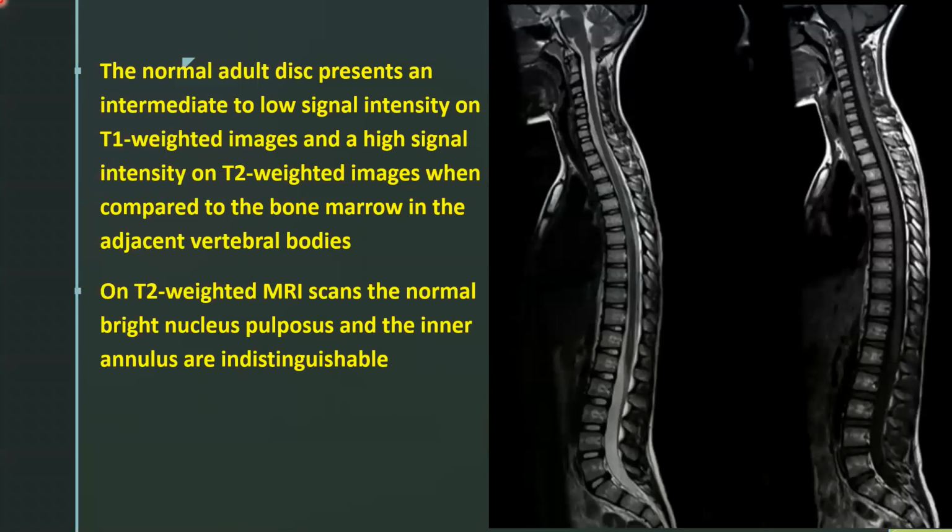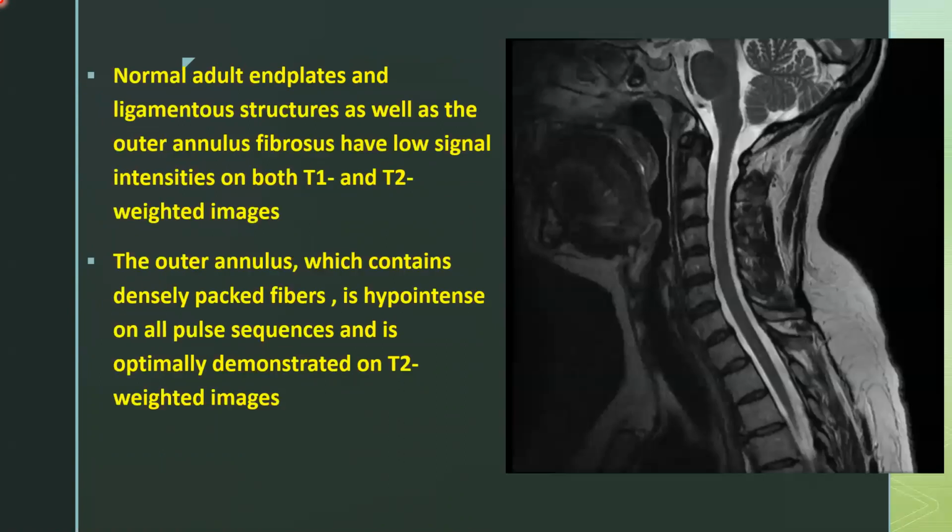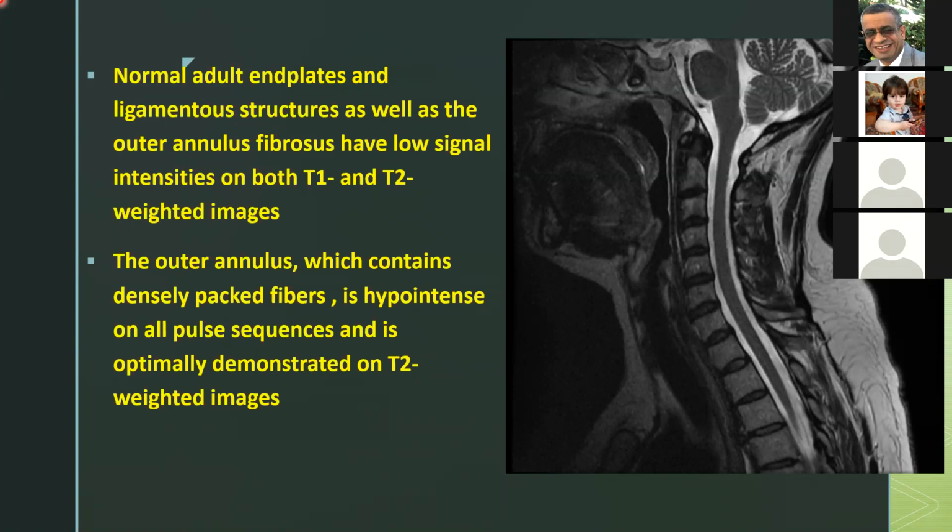On T2 weighted MRI scans, the normal bright nucleus pulposus and the inner annulus are indistinguishable. Normal adult endplates and ligamentous structures, as well as the outer annulus fibrosus, have low signal intensities on both T1 and T2 weighted images. The outer annulus, which contains densely packed fibers, is hypointense on all pulse sequences and is optimally demonstrated on T2 weighted images.